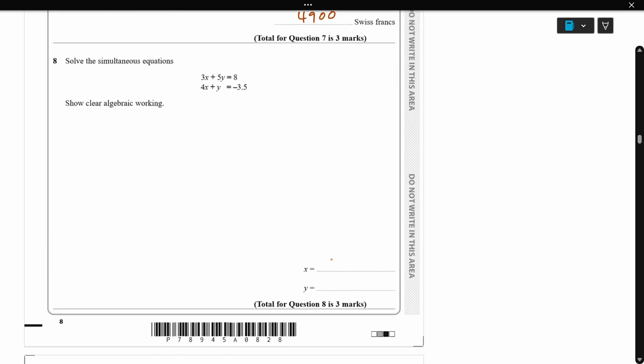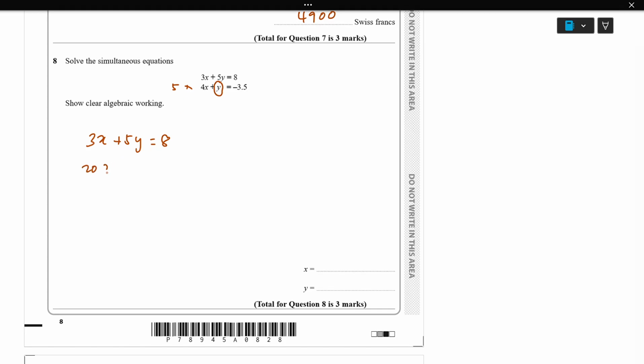Next, solve the simultaneous equations. Show clear algebraic working. Here two equations are given. The first equation I will write as it is, 3x plus 5y equal to 8. I will use the elimination method. So this y I will make it 5y, so the entire equation I need to multiply by 5. So 20x plus 5y equal to minus 3.5 times 5, which is going to be negative 17.5.